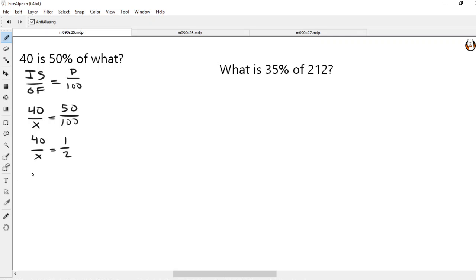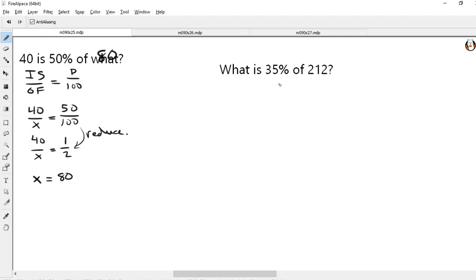And that's what we're going to end up doing when we cross multiply. 1 times x is x, 40 times 2 is 80. So when we do that is over of, we can reduce. When we're solving ratios, we can reduce. So 40 is 50% of 80.